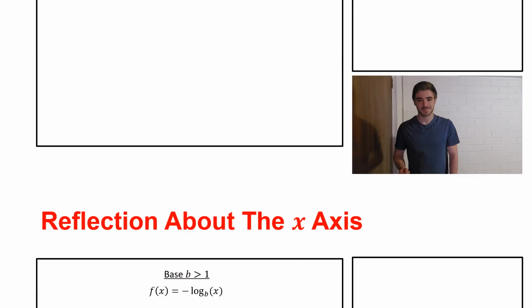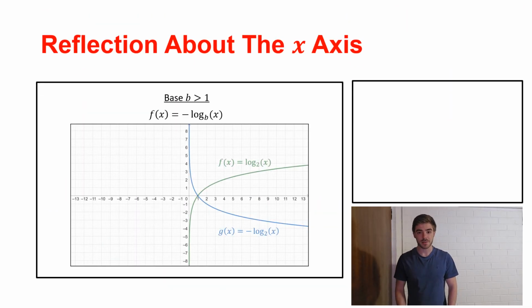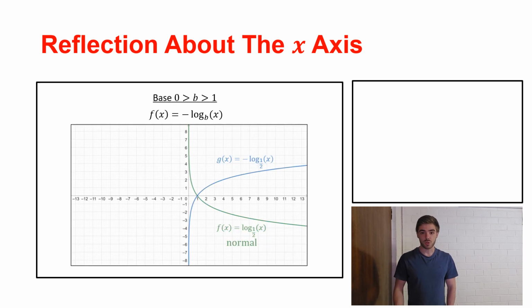Let's look at them. If your base is greater than 1, then normally we would observe the graph to ascend from left to right. A reflection in the x would therefore mean that we fall from left to right. If your base is between 0 and 1, then normally you would fall from left to right. So a reflection in the x is therefore going to cause it to rise from left to right.